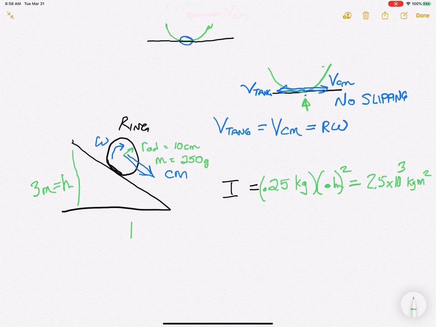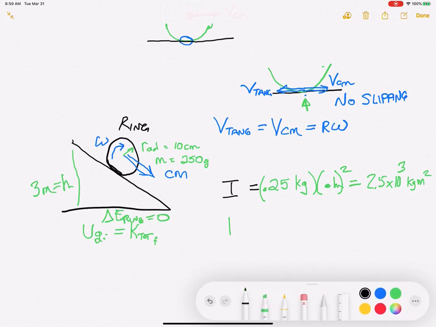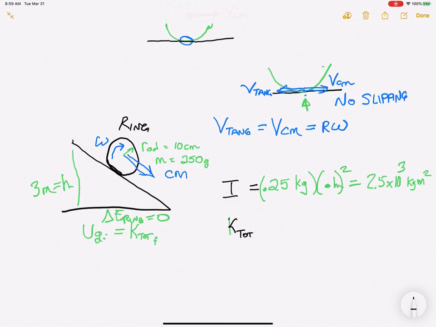So now we go into our total kinetic energy of the wheel. And if I may be so bold, we know that's just going to equal, from energy considerations, the gravitational potential energy, initial and final. So this is all coming from delta E of the ring system equaling 0. Okay, so K total is our 1/2 mv squared plus the 1/2 I omega squared.